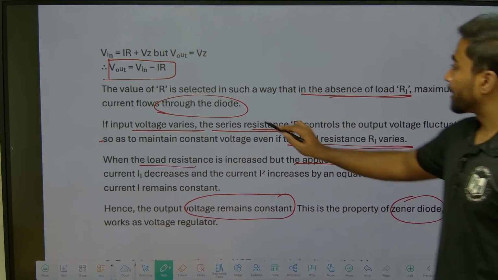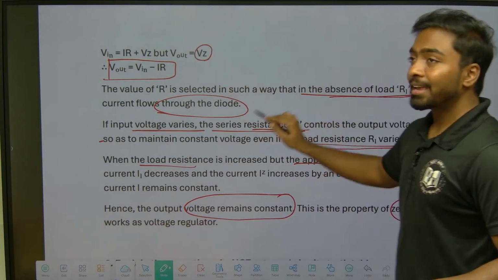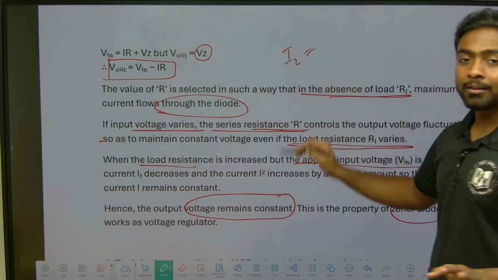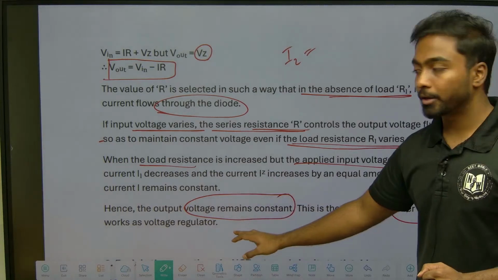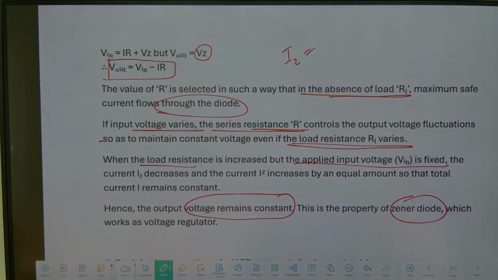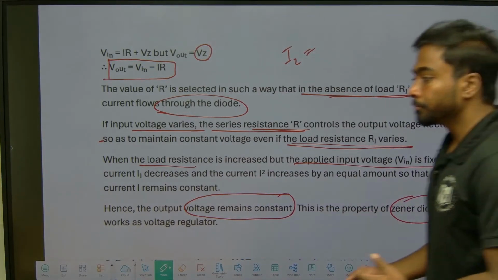So whatever it is, it is the Zener voltage. IZ is nothing but the Zener current. That is how a Zener diode works as a voltage regulator. Got it? You can take a note of this and we can go for the next question.